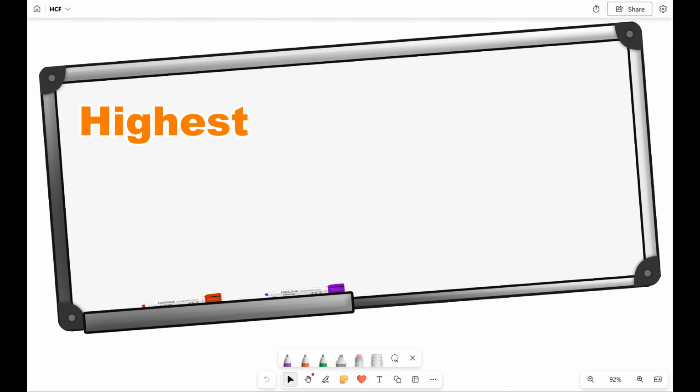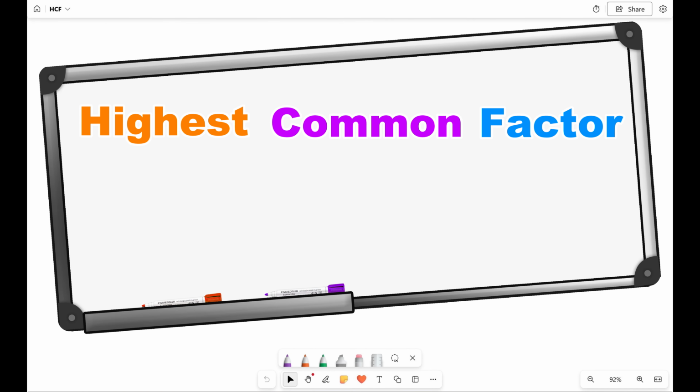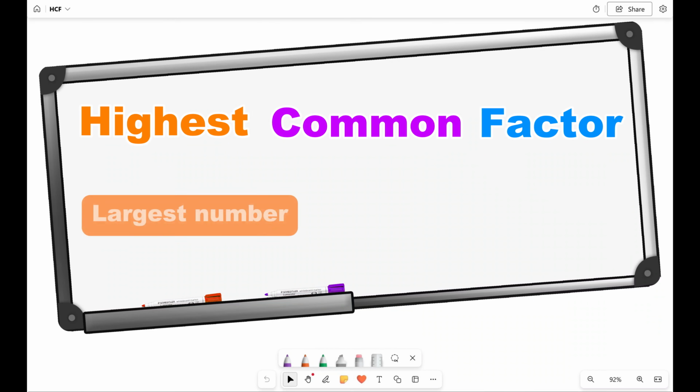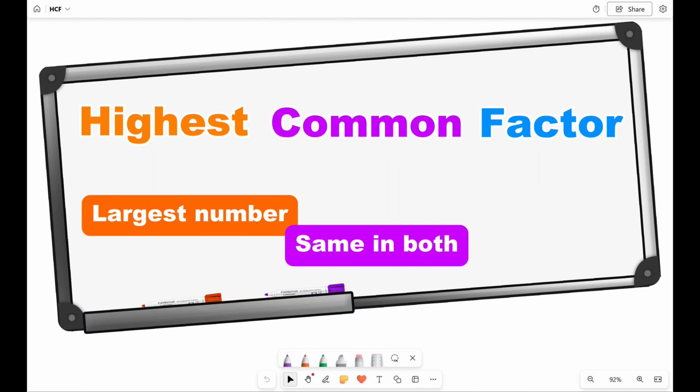So, highest common factor, or HCF. What does it mean? Highest means the largest number. Common means what's in both, the same in both. And factor means what number can be multiplied to make the larger number. If you can divide that number by another number, it will make that factor. So it's the largest number that can be multiplied to fit in a bigger number, and it's in two numbers that are the same. Let's look at an example of a highest common factor question.